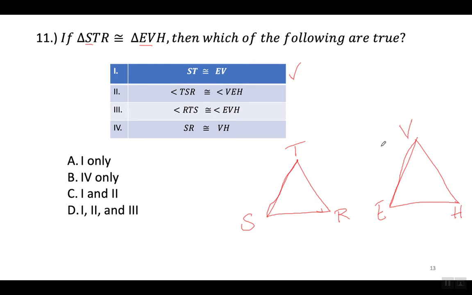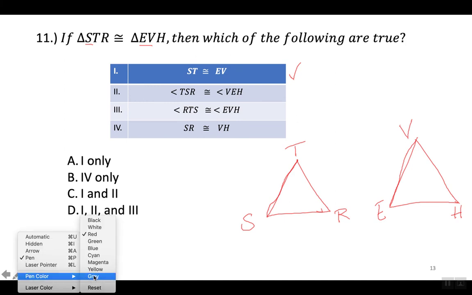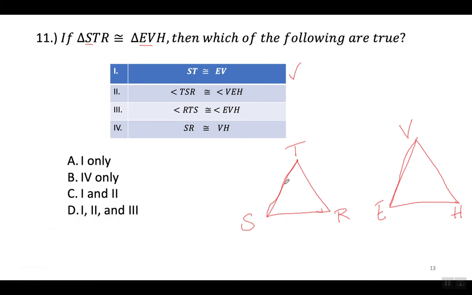Alright, number 2. Angle TSR is congruent to angle VEH. Angle TSR is this one right here. Remember that the vertex has to be in the middle when you're talking about angles. Angle VEH, that's this angle right here. And yes, those 2 are congruent because the vertex is S and the vertex is E. S is the first letter and E is the first letter. So those are congruent.